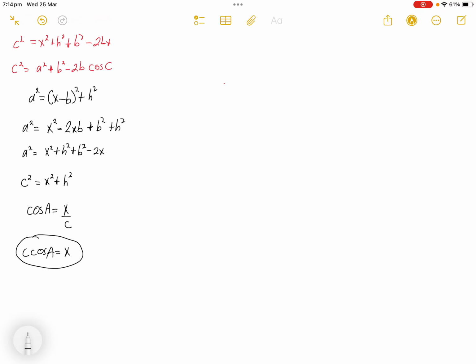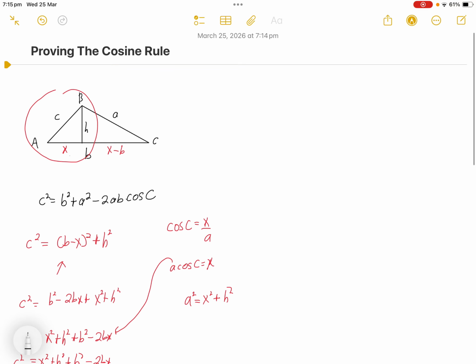So what does it mean actually? Well, again, we're going to sub in x with this one, and we're going to sub x squared plus h squared with c squared. So our final product will look like this. And ta-da! We have finally proved the two equations.